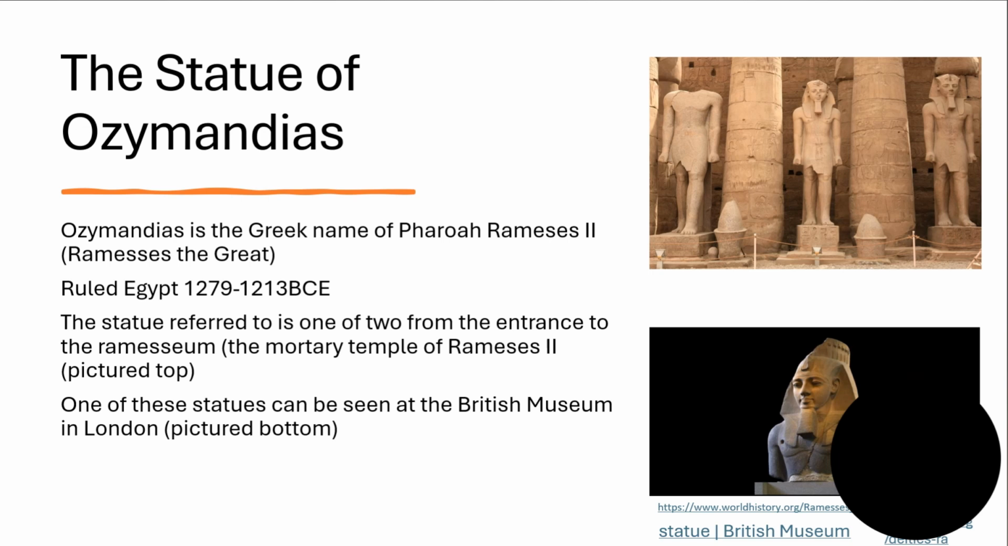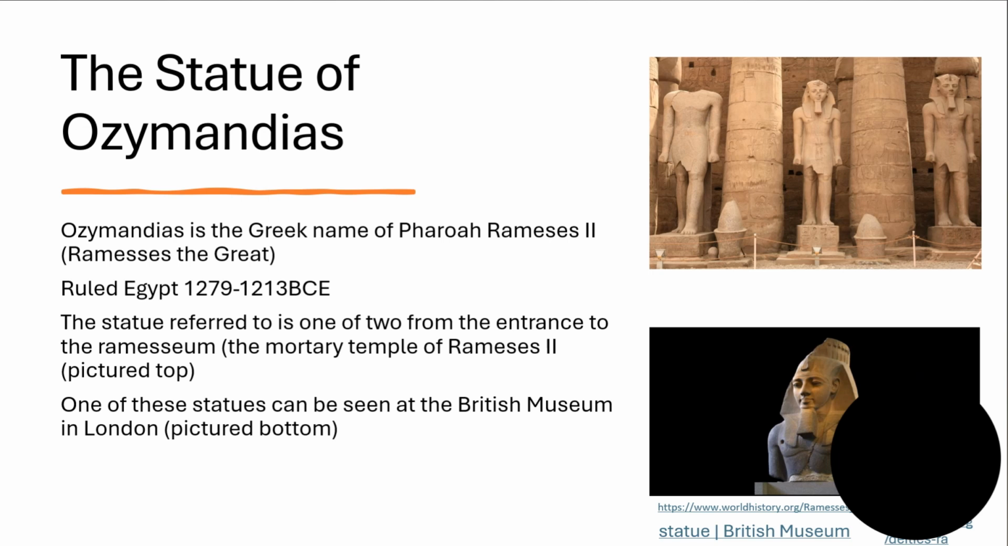Hi guys, so I'm here to run you through the context of the Ozymandias poem. So Ozymandias is the Greek name of the Egyptian pharaoh Ramesses II, or Ramesses the Great. He ruled Egypt between 1279 and 1213 BCE, so that's about 3,000 years before today, but also about 1,000 years after the building of the pyramids in Egypt.